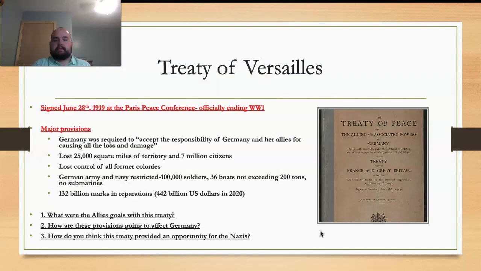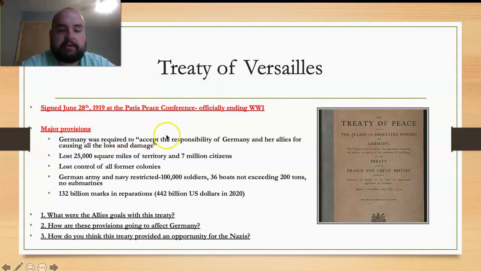Now, this leads us into arguably the most important part of World War I for later world history, which is, of course, the infamous Treaty of Versailles. If you know anything about Nazi propaganda, you'll know that this is a very hotly discussed topic by many Germans after the war. On June 28, 1919, this document was signed at the Paris Peace Conference and officially ended World War I. Few of the major provisions you need to be aware of.